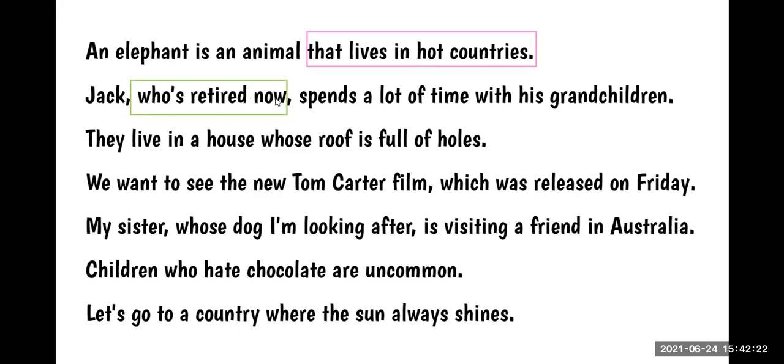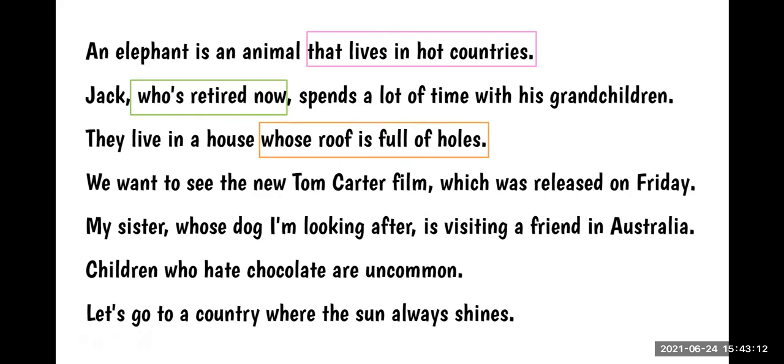What about this one? Here we have who's retired now. Jack, who's retired now, spent a lot of time with his grandchildren. What do you think about this one? Defining or non-defining? Non-defining, right? It's extra information, porque perfectamente podríamos decir, Jack spent a lot of time with his grandchildren, y tiene perfecto sentido. Y también porque tenemos las comas, ¿cierto? What about this one? They live in a house whose roof is full of holes. This is defining.